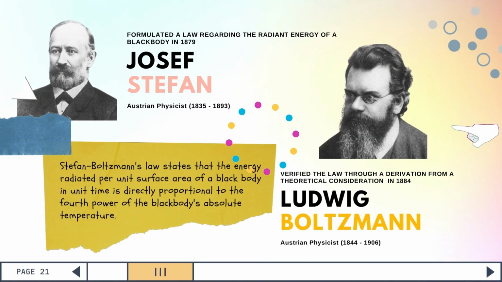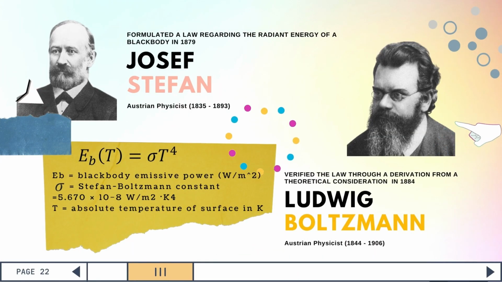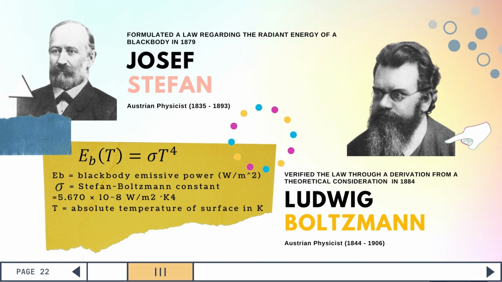The emergence of the blackbody gave birth to Stefan-Boltzmann's law, which states that energy radiated per unit surface area of a black body and unit time is directly proportional to the fourth power of the black body's absolute temperature. It was formulated in 1879 by Austrian physicist Joseph Stefan as a result of his experimental studies. The same law was derived in 1884 by Austrian physicist Ludwig Boltzmann from thermodynamic considerations.